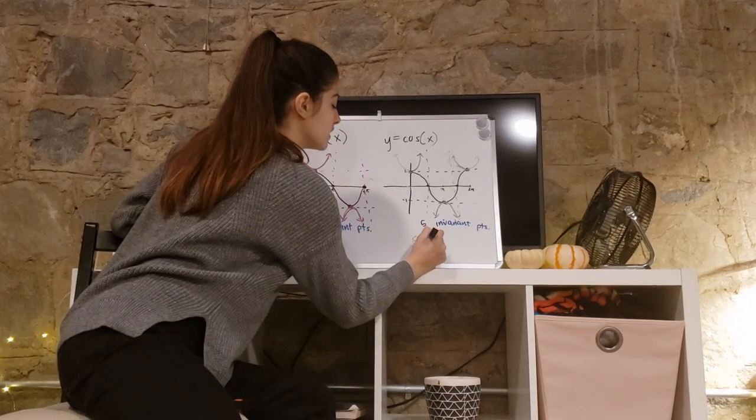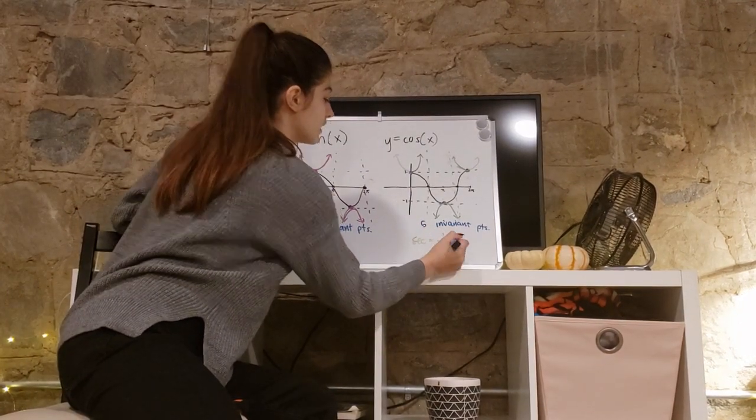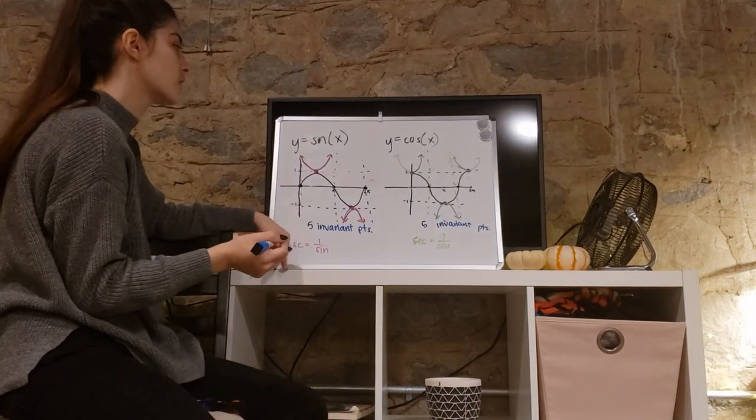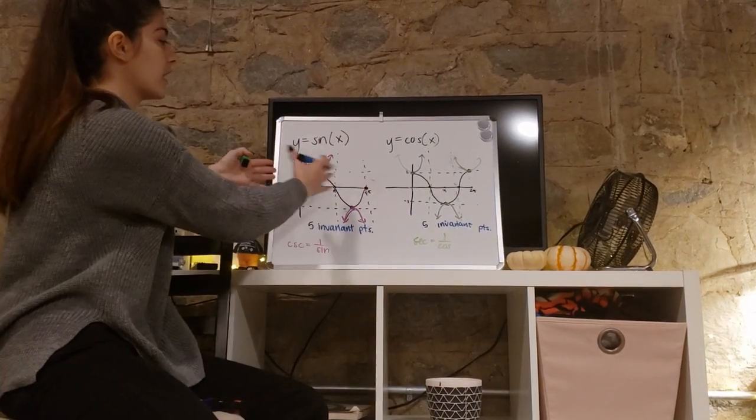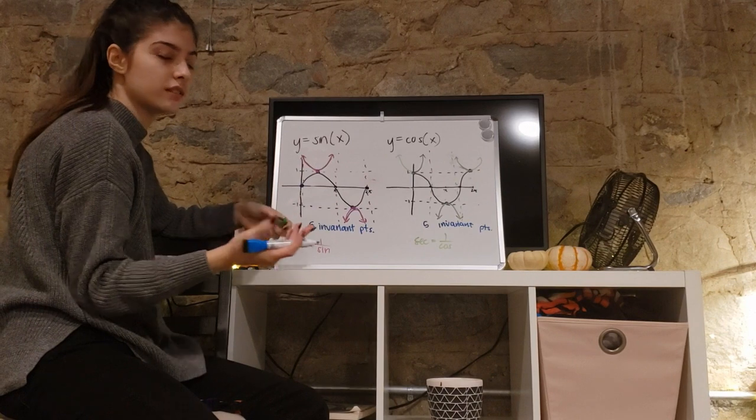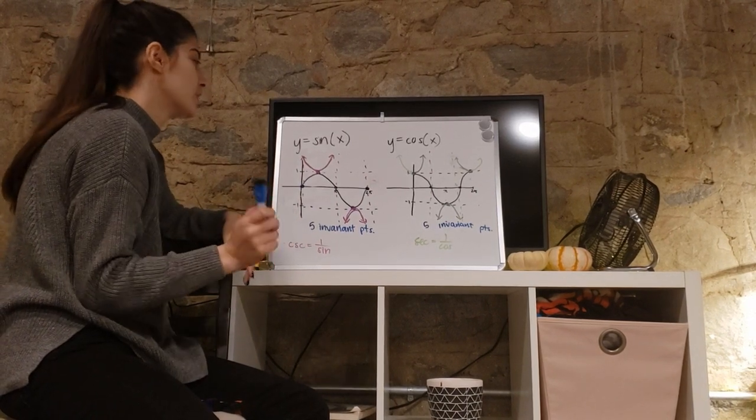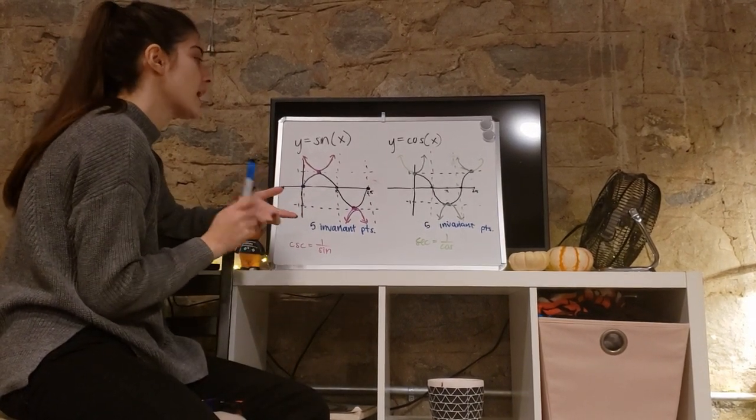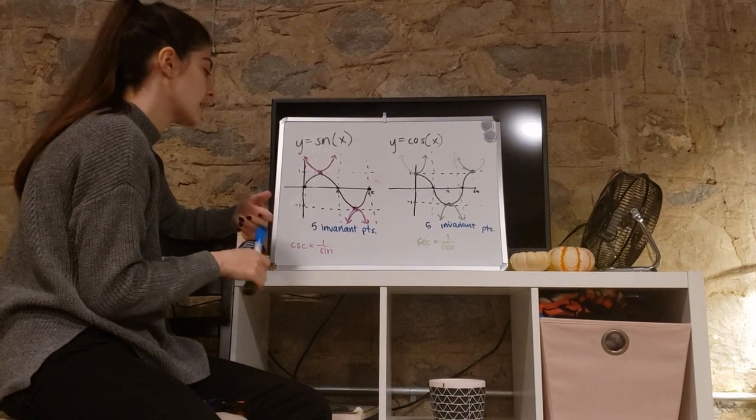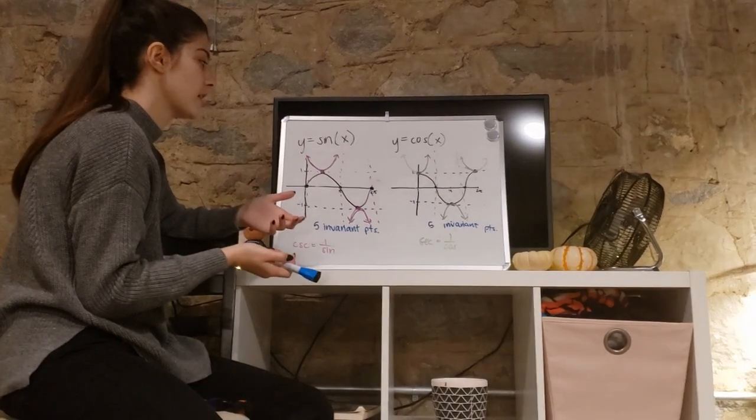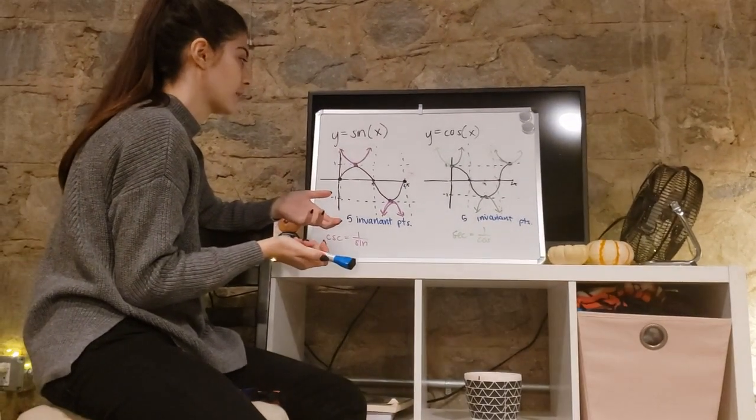Let me write this out. Secant equals 1 over cosine. It looks exactly like the cosecant graph. It's just shifted. That's all it is. So that's why sine, cosine, secant, and cosecant all work together. They work pretty similarly, okay?